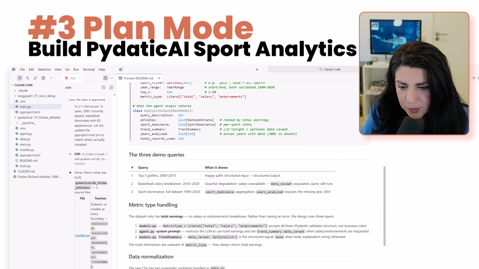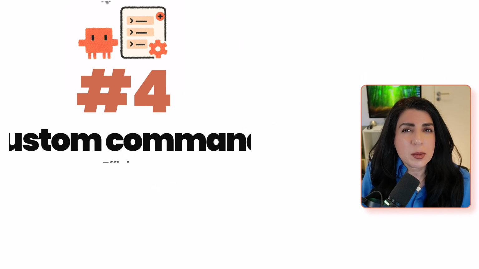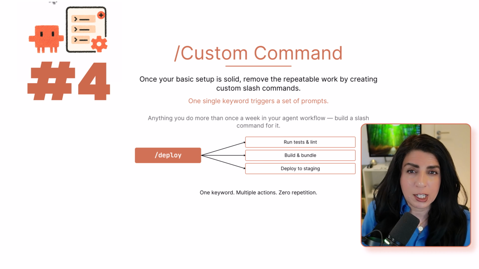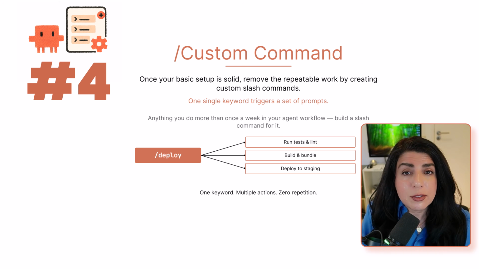Feature 4 is custom commands. Once your basic setup is solid, remove the repeatable work by creating custom /commands. One single keyword triggers a set of prompts and instructions. Anything you do more than once a week in your agent workflow, build a /command for it.